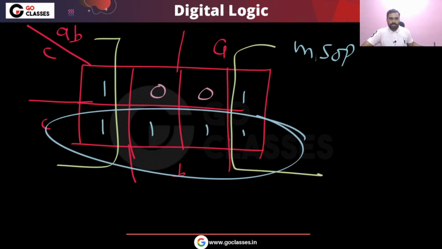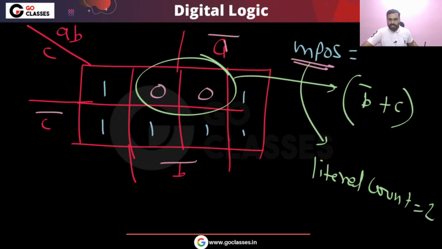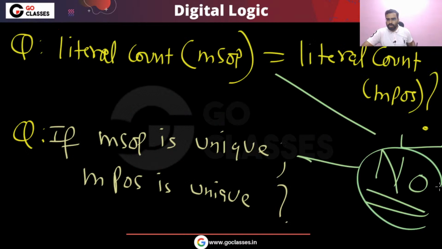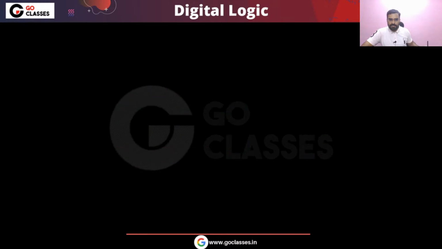Like this. So you can check it. So here, for this question, the literal count will be the same. So this is your area B bar and this is the area C. So your minimum SOP will be B bar or C. So here the literal count is the same, but in general this is not the same. The literal count of SOP and the literal count of POS, in this example they are the same, but they are not the same always.